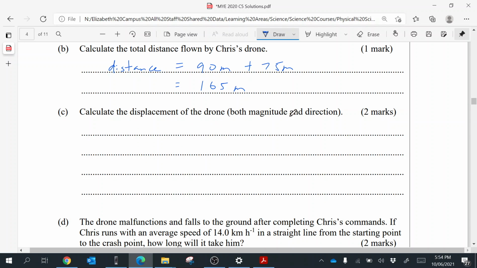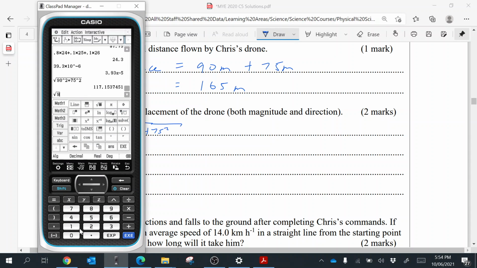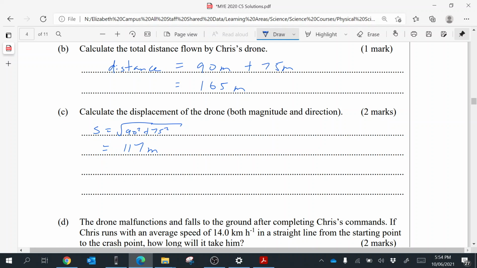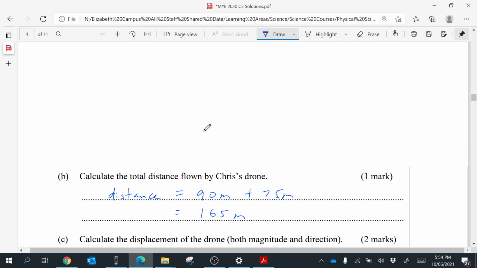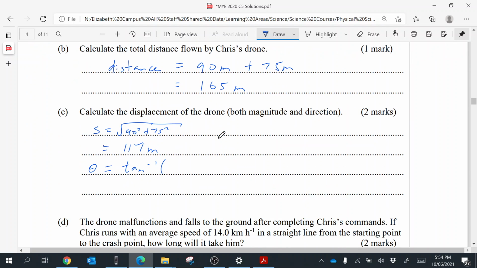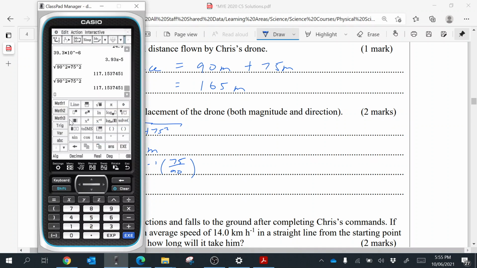Now calculate the displacement of the drone, both magnitude and direction. So that's a big hint. So S is equal to the square root of 90 squared plus 75 squared, which when we put into a calculator, we go 90 all squared plus 75 all squared, and equals 117 meters. And then we need to do theta, which is tan to the negative 1 of opposite over adjacent, and in this case 75 is our opposite and 90 is the adjacent. So 75 over 90. Let's go into our calculator again, and we need to go to the trig, tan to the negative 1, it might be different on your calculator, 75 divided by 90, close brackets, and it's 39.8 degrees.